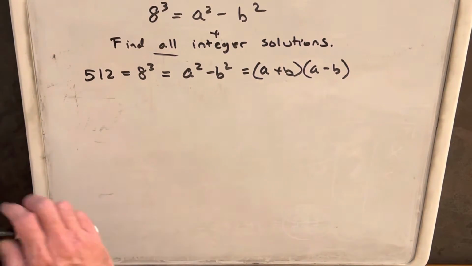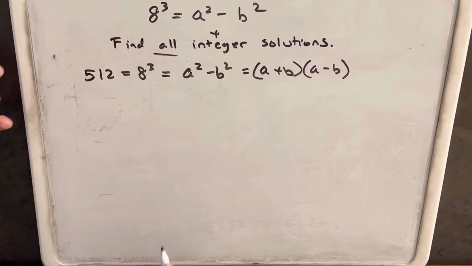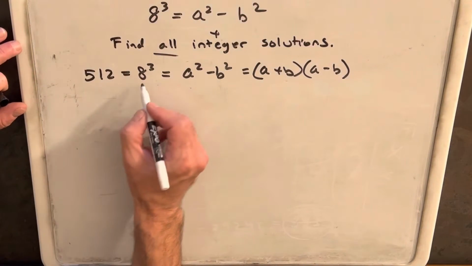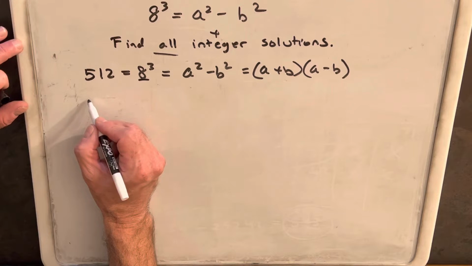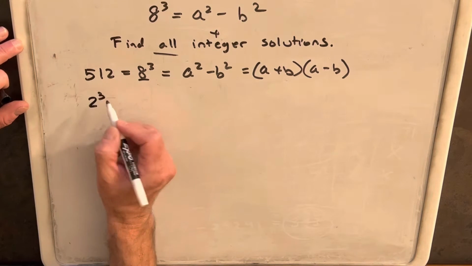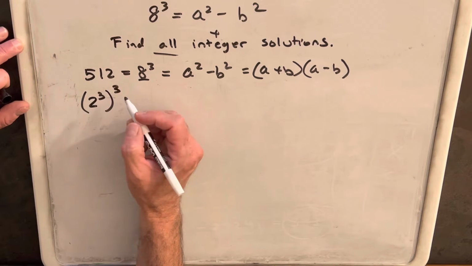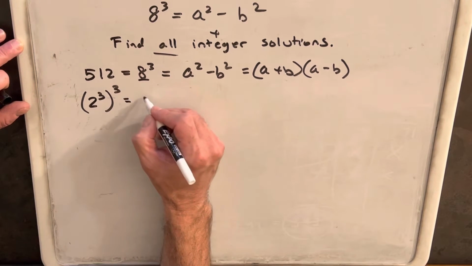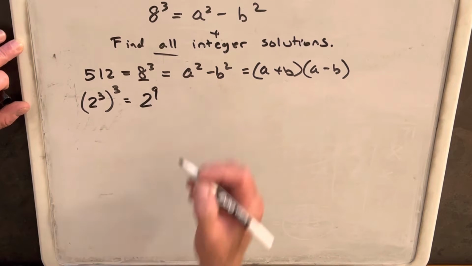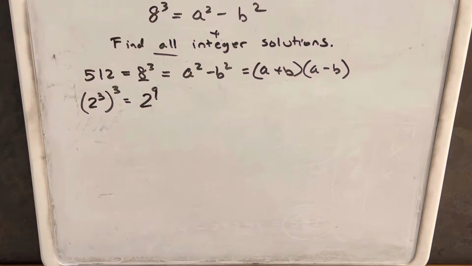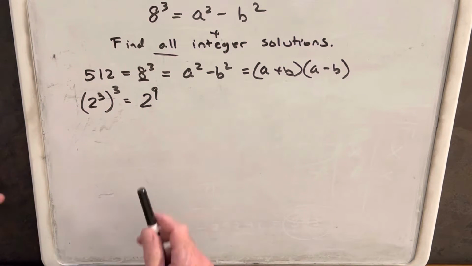So what I'll do instead is I want to get the prime factorization of 512. So instead of looking at 8, let's look at what 8 actually is, 2 cubed. And 8 cubed is actually 2 to the 9th. And then the good thing about that is 512 is just made up of a single prime. So breaking up the prime factorization into a product of two numbers is pretty simple.